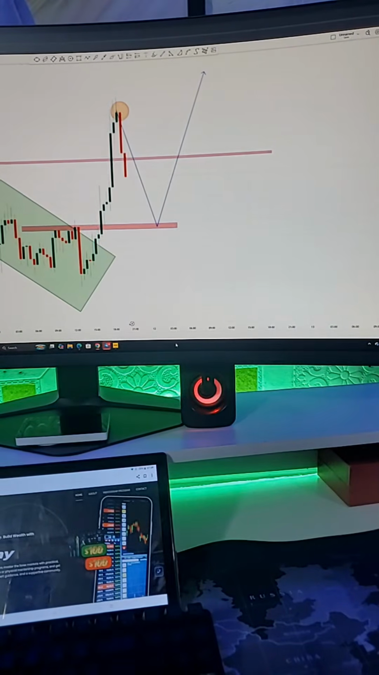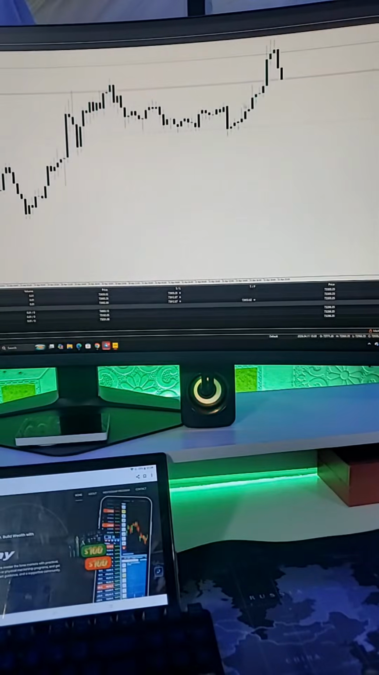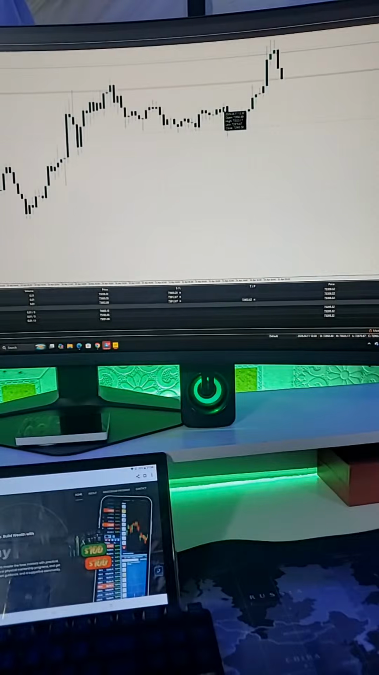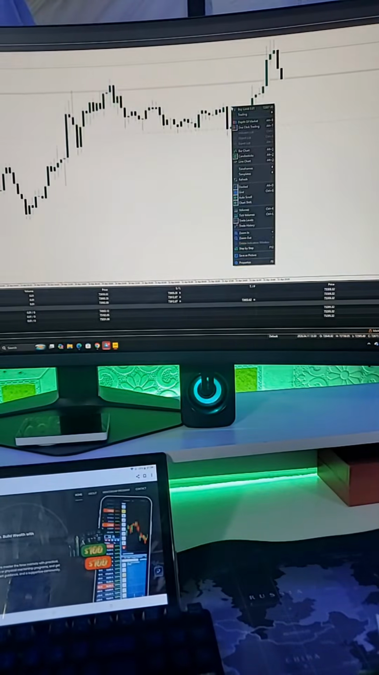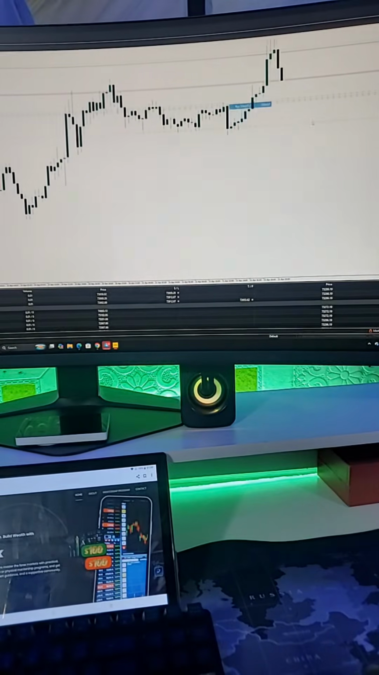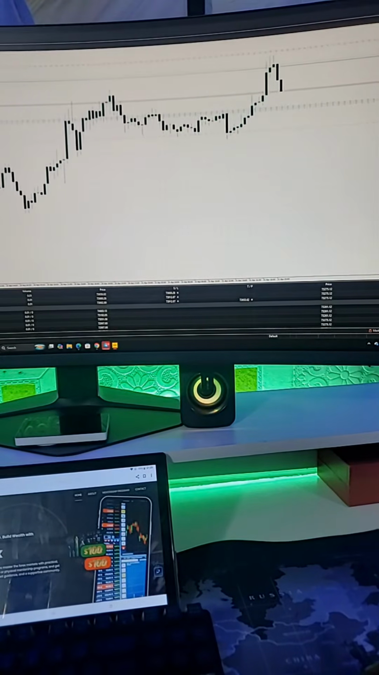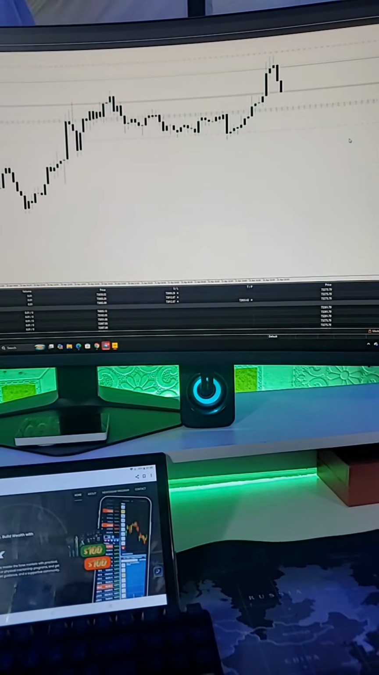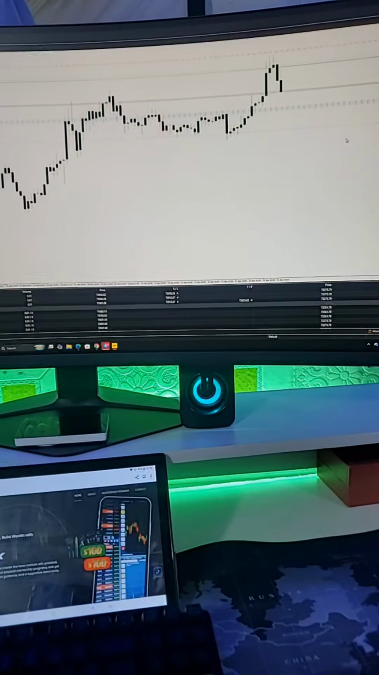Let me use my own MT5 and show you what I'm saying. Here, at the top of this resistance, put your cursor right there, right click and click on buy limit. Right click again, put another buy limit. According to your account size, you can know how many buy limits you want to put, so that you will not be risking too much.